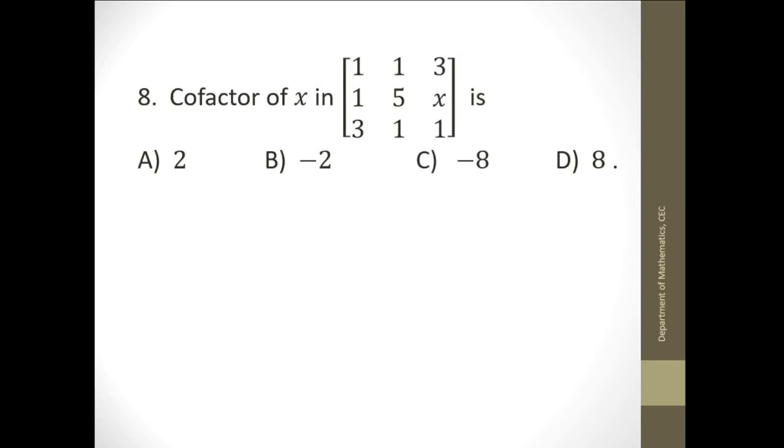To find the cofactor of x, first see the entry x, that is second row, third column. Therefore, minus 1 power 2 plus 3, that is 5. Minus 1 into the determinant obtained by deleting the row and column, second row and third column, that is 1, 1, 3, 1. The determinant of 1, 1, 3, 1 is 1 minus 3, that is minus 2. Minus of minus 2 is plus 2. Answer is A.